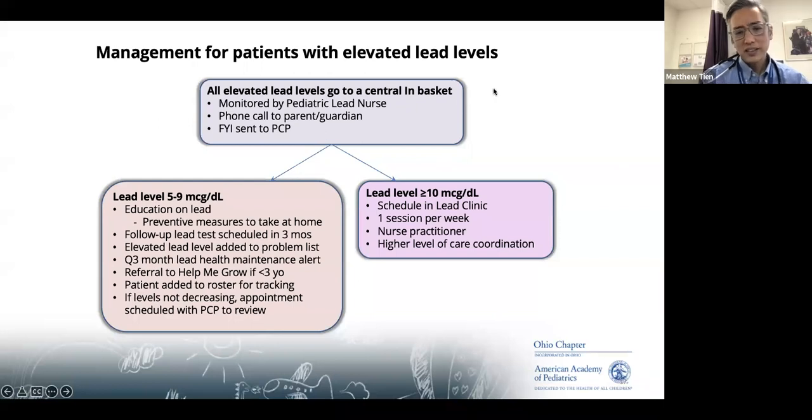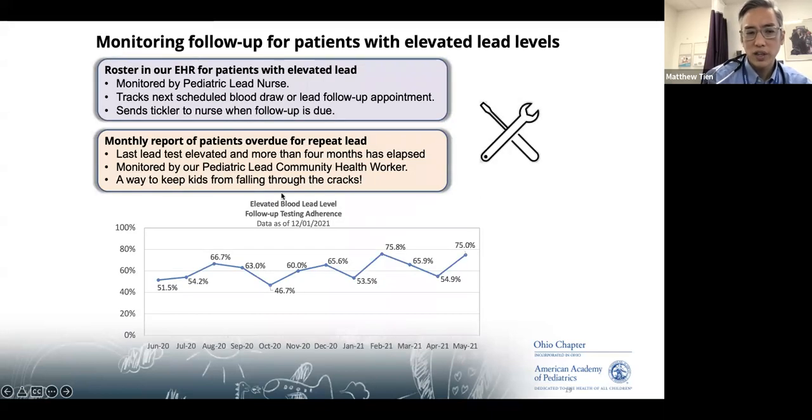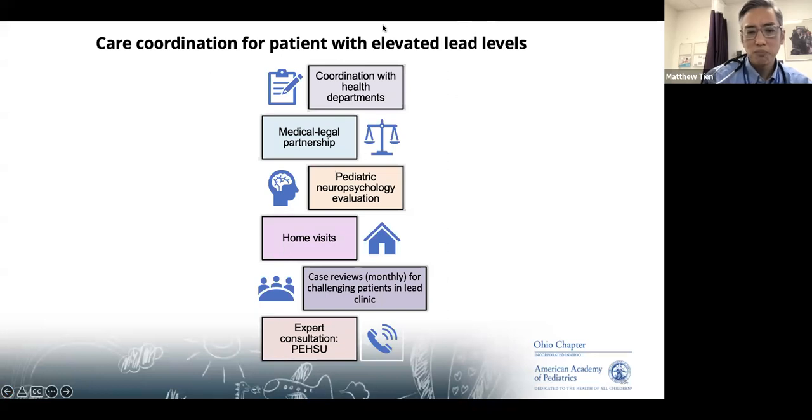Next slide. Just talking about what that higher level looks like for those patients that go to our lead clinic. That involves more communication with the health departments. So we have, I think, an area for potential improvement that might be a springboard for another discussion with maybe the next Ohio AAP training or something like that, but how to work best with your health department. We currently just sort of have them on speed dial.